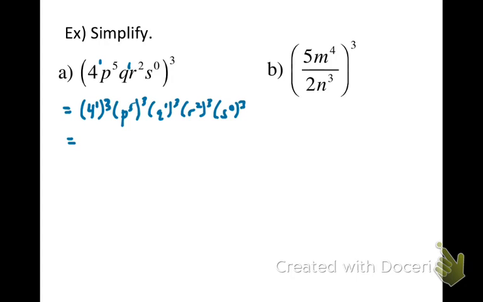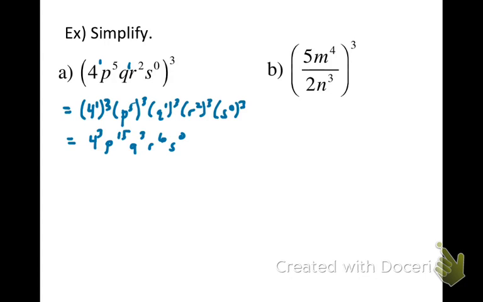Okay, now that makes this then 4 to the 3rd power, because whenever I raise a power to a power, I multiply the exponents, right? 1 times 3 is 3. Here, 5 times 3 is 15, so p to the 15th power. And then q to the 3rd, r to the 6th, and then s to the 0 power.